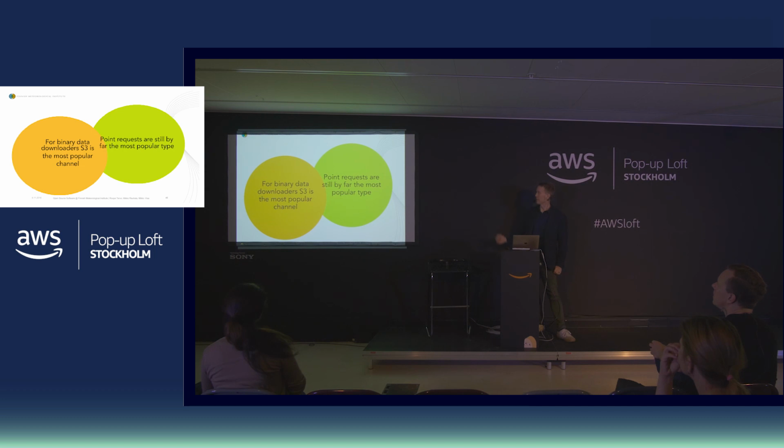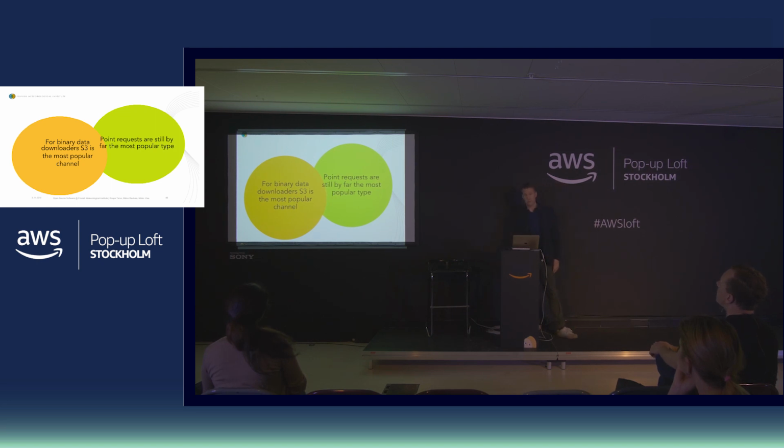So, for binary data, S3 is the most popular channel, it's clear, but for all requests, point requests are by far the most popular type of requests.